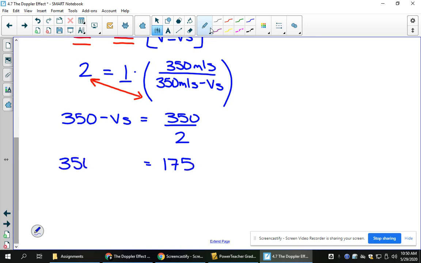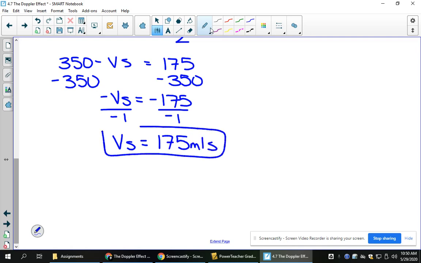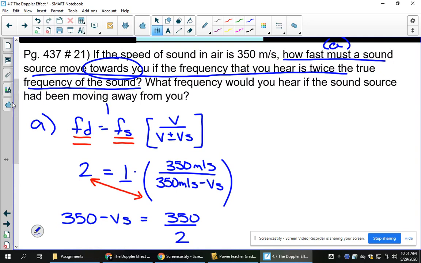I've got 350 minus Vs over here. I've got to isolate Vs now. That gives me a negative Vs equal to negative 175. Or if I divide out the negative 1 to make Vs positive, I get 175 meters per second. That's the true speed of the source, which I could give you in kilometers per hour as well. Now, all of that work was for part A that was talking about the object moving towards you.